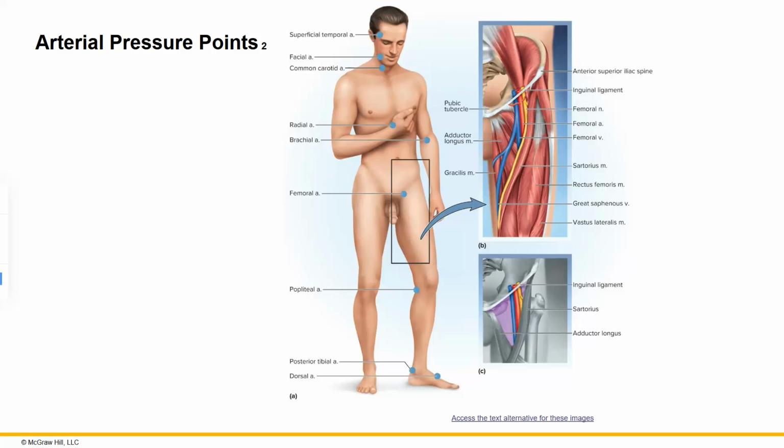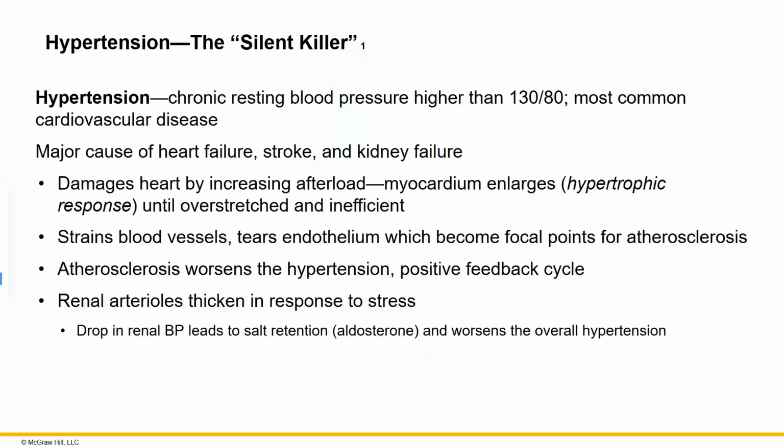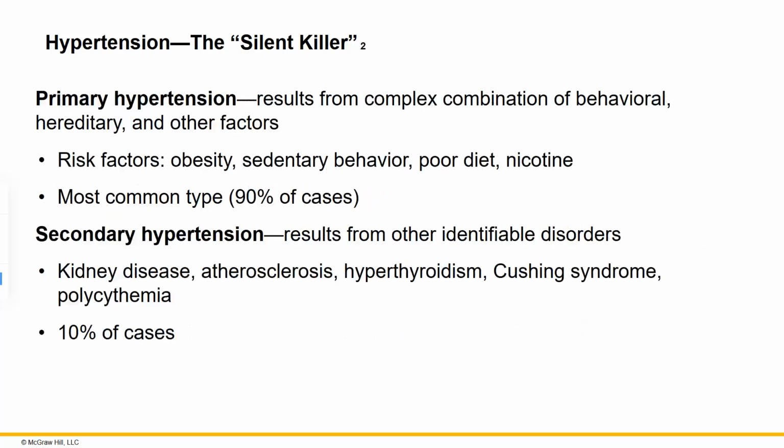Arterial pressure points can be used to either take pulse or they can be used to stop bleeding that's distal to that area. Hypertension is chronic high blood pressure. Major cause of heart failure, stroke, and kidney failure. Damages by increasing afterload. Myocardium enlarges, so we have an enlarged heart. Strains blood vessels, tears endothelium, which becomes focal points for further atherosclerosis.